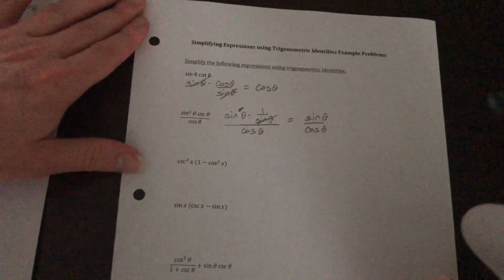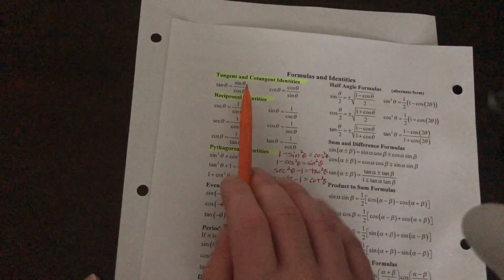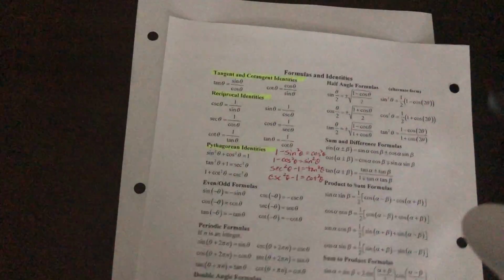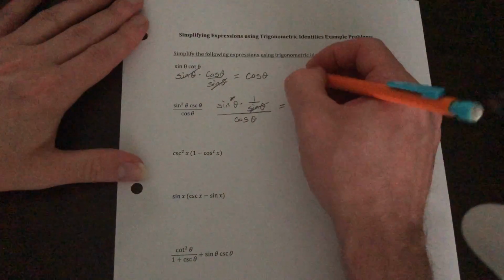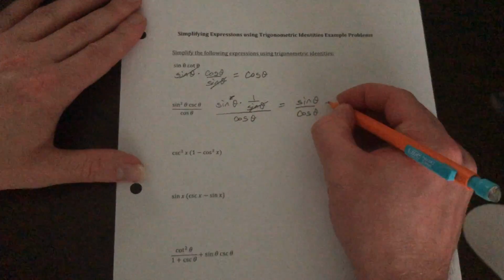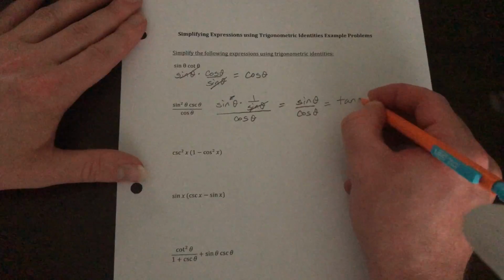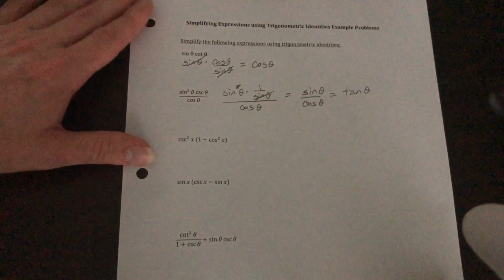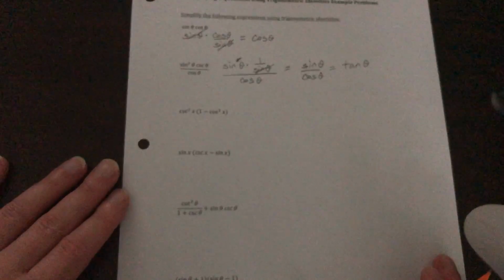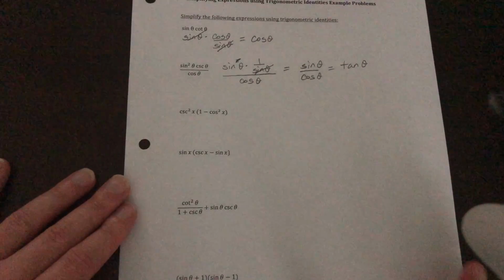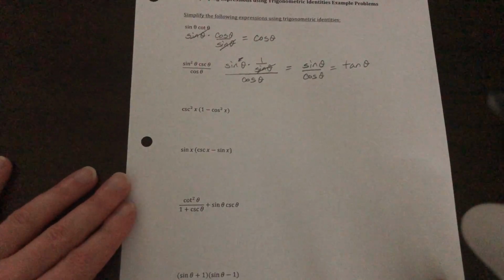Now, from our trig identity sheet, we see that sine over cosine is equal to tangent. Okay, so our answer is tangent of theta. Okay, the next one. We've got cosecant squared times 1 minus cosine squared.